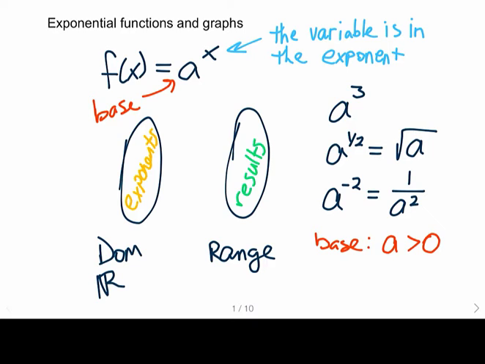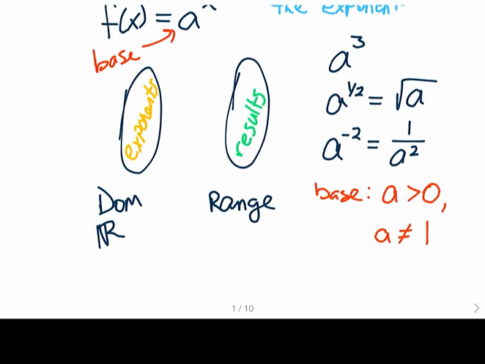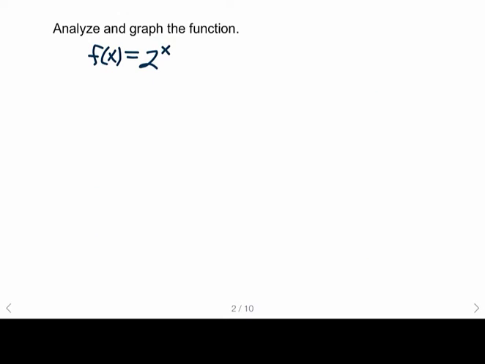Furthermore, if the base is 1, the outputs are boring. And so that would be they're always 1. And so a is never equal to 1, that base. So we're looking at bases that are between 0 and 1, or bases that are greater than 1. And we'll explore all of those as we go. In fact, let's look at our first example.